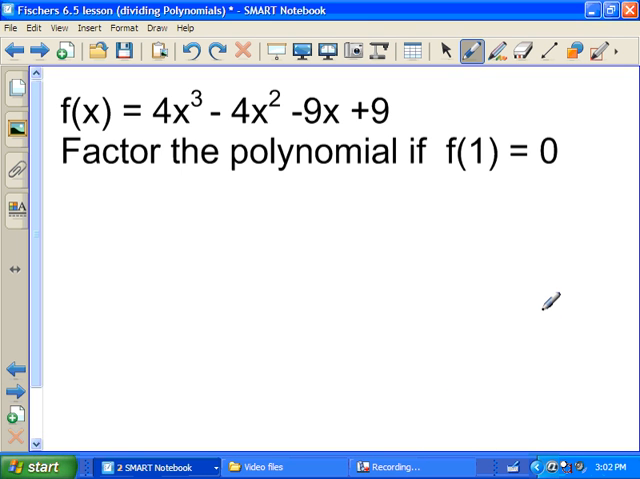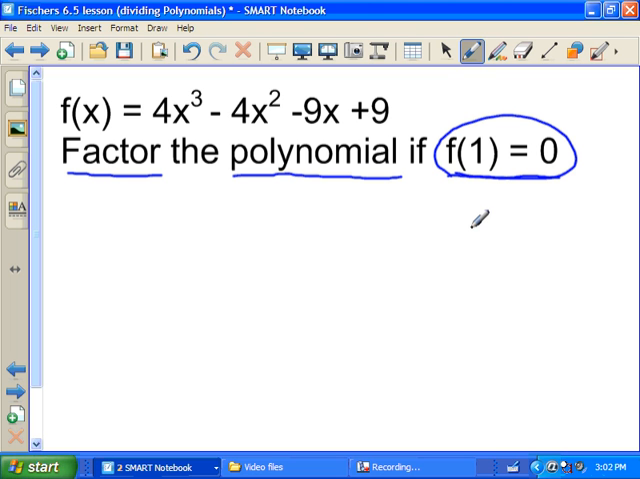In this problem, we're going to take a look at a fairly complicated polynomial division problem where they ask you to factor the polynomial, and they give you this piece of information saying when you plug in a 1 for x, you do get a 0 of the function. And what that means is that x minus 1 is a root of the function. What they're asking you is, well, what's left?